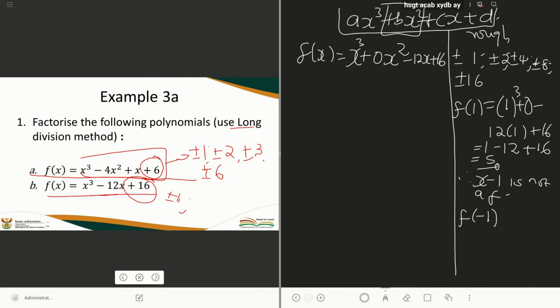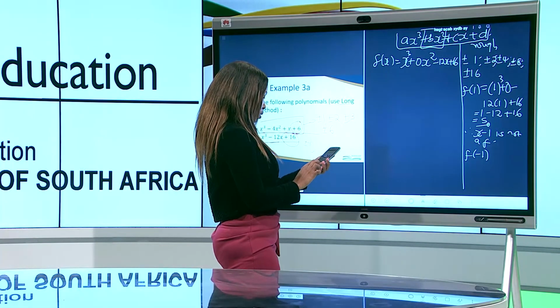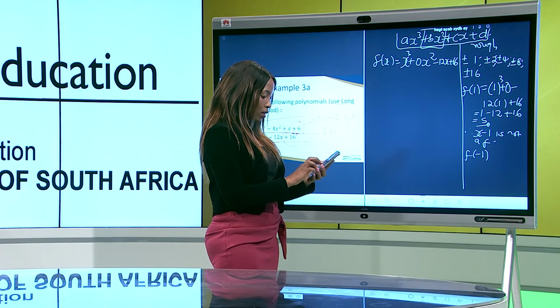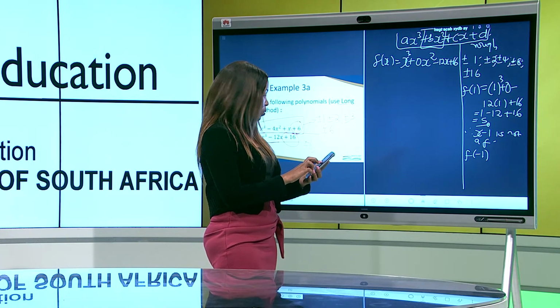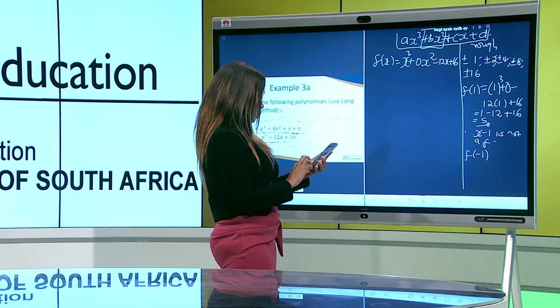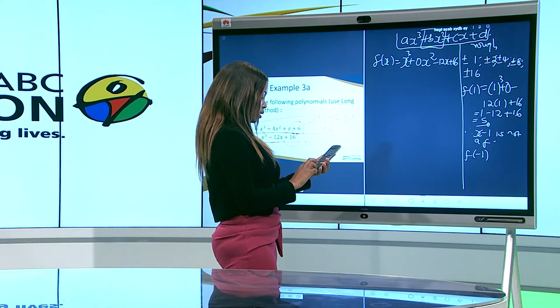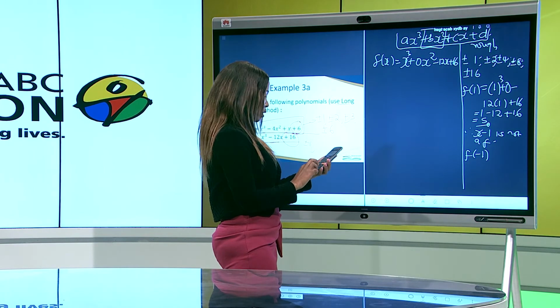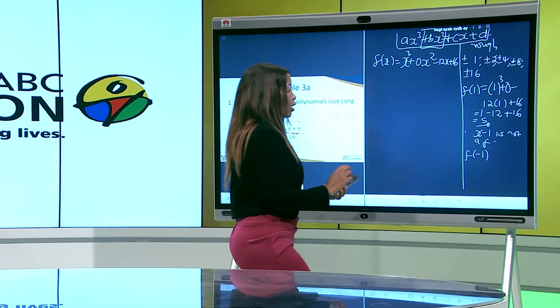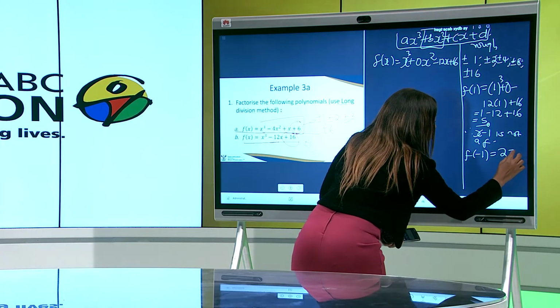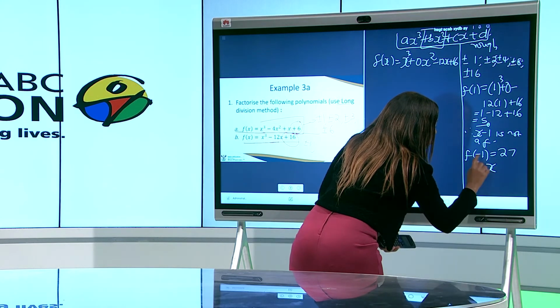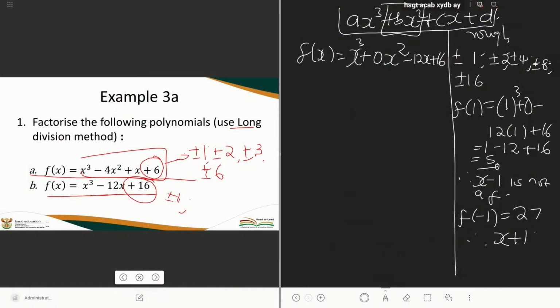Your f at negative 1, you're going to substitute with your negative 1 there. Negative 1 cubed. Avoid making mistakes, please. Minus 12 into negative 1 plus 16. So your answer is positive 27. It means still x plus 1 is not a factor. Correct.